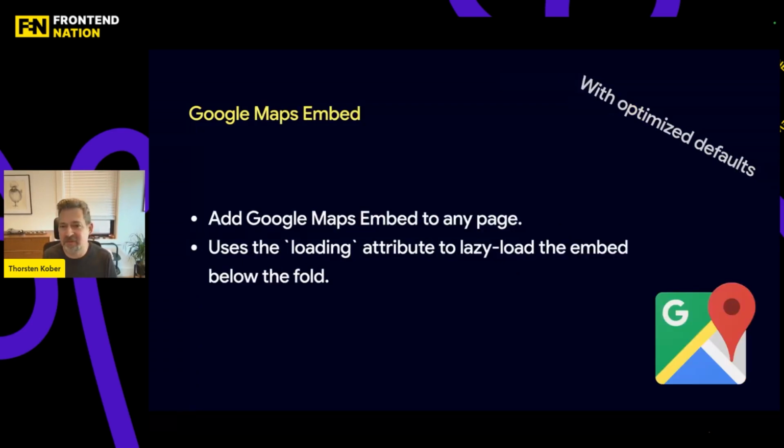Some fun ones, Google Maps Embed. It's a simple plug-and-play component, and you can just add it to any page on your app. It uses a loading attribute, which allows us to lazy load the embed by default, which is a really nice performance optimization that comes out of the box with it. And it defers the loading of the map if the user didn't scroll to your map yet.